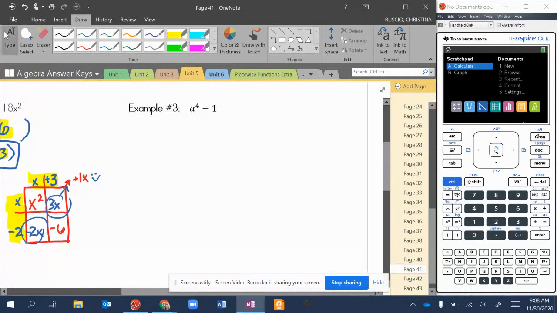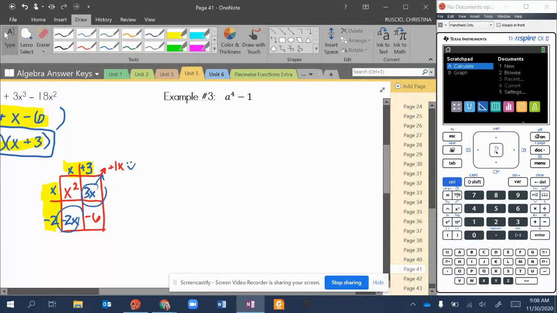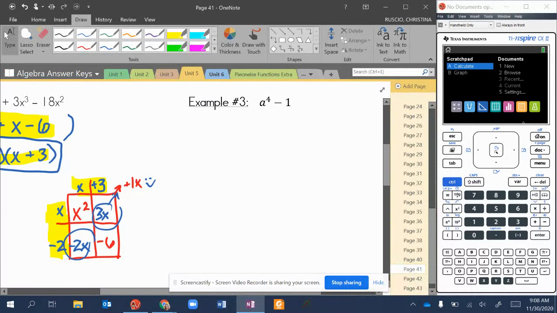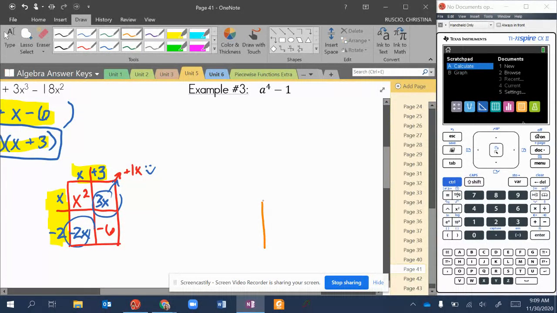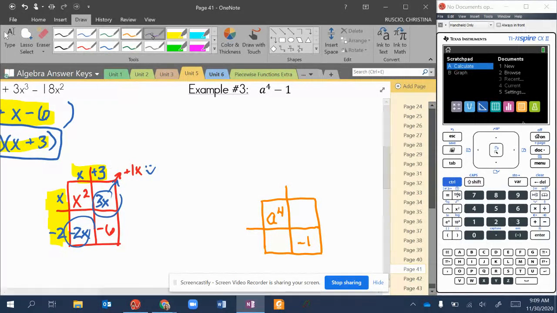All right, moving up to example number 3, a to the 4th minus 1. All right, check for the GCF. They both have 1 in common, but factoring out a GCF of 1 is pointless. Do they both have a's in common? No. All right, so I guess we just need to use the box to help us factor. Well, it looks like we have the difference of 2 squares. Some of you might not even need the box at this point, but let's just show it.